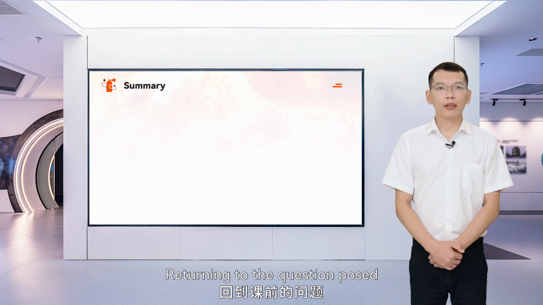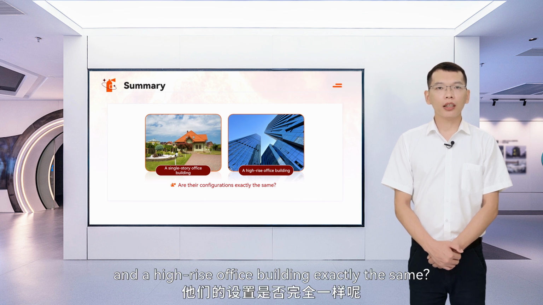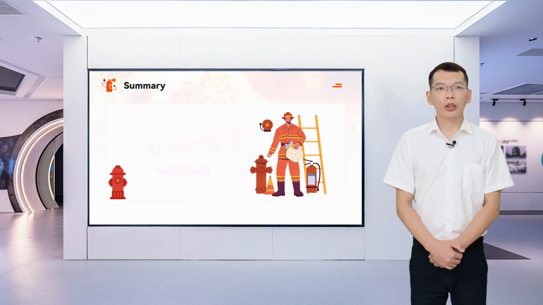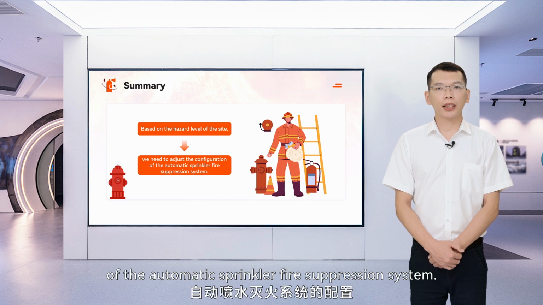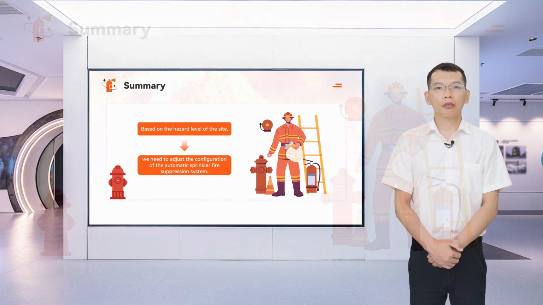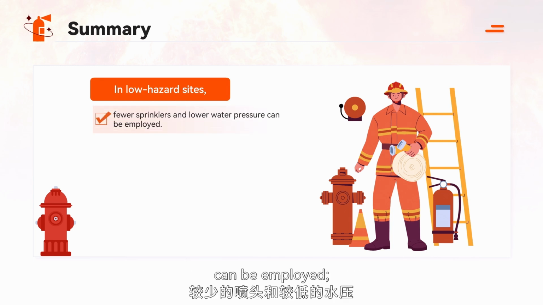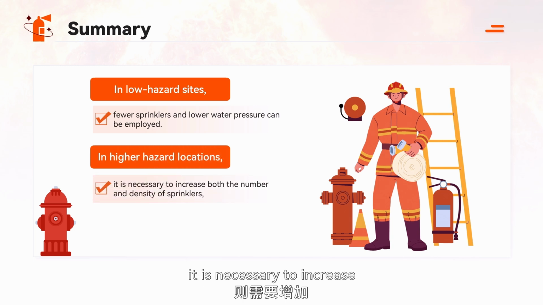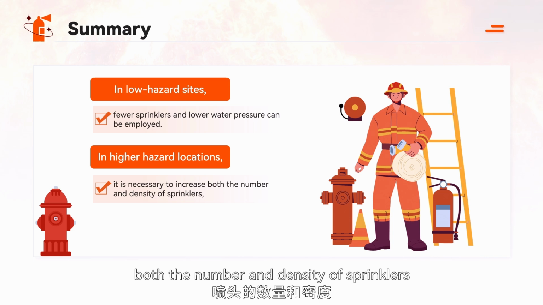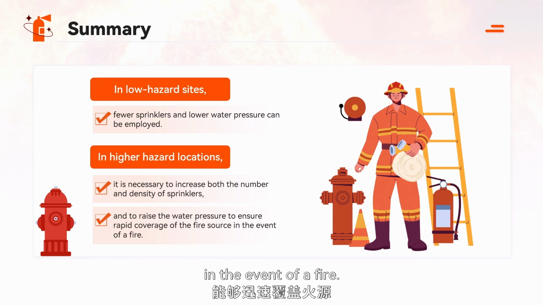Returning to the question posed at the beginning of the lesson, are the configurations for a single-story office building and a high-rise office building exactly the same? The answer is no. Based on the hazard level of the site, we need to adjust the configuration of the automatic sprinkler fire suppression system. In low-hazard sites, fewer sprinklers and lower water pressure can be employed, whereas in higher hazard locations, it is necessary to increase both the number and density of sprinklers and to raise the water pressure to ensure rapid coverage of the fire source in the event of a fire.